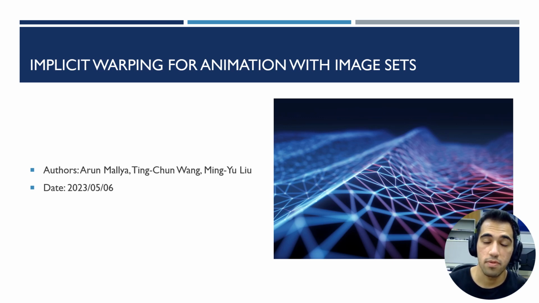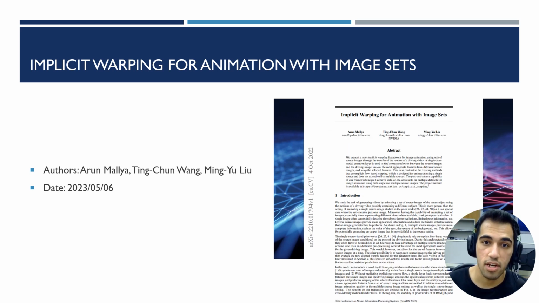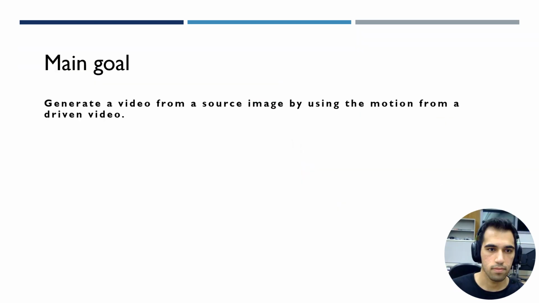Today we're going to talk about this amazing paper called Implicit Warping for Animation using Animate sets. This paper has been published by NVIDIA and they were able to achieve remarkable results. So without any further ado, let's hop into it.